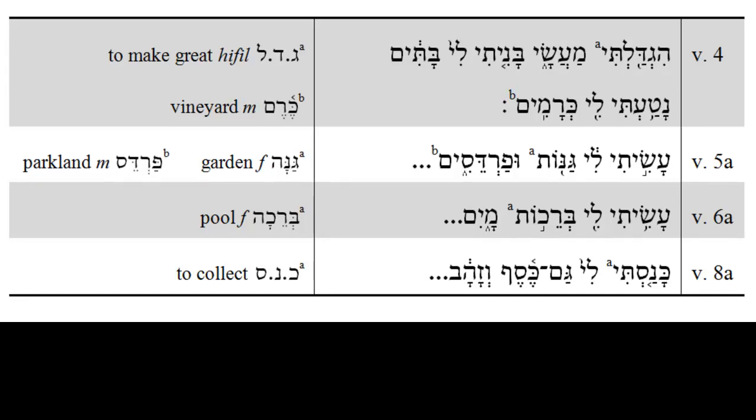As you look over these verses, please locate and circle the verb plus lamed structure in each verse.